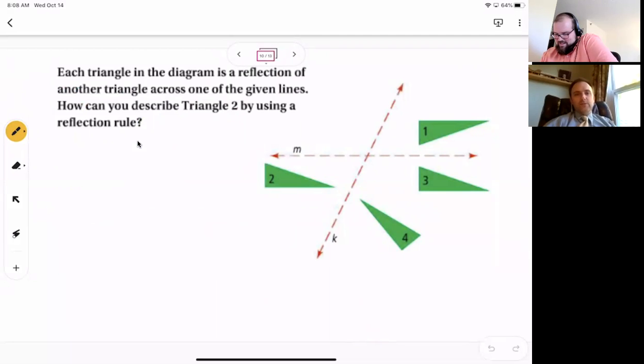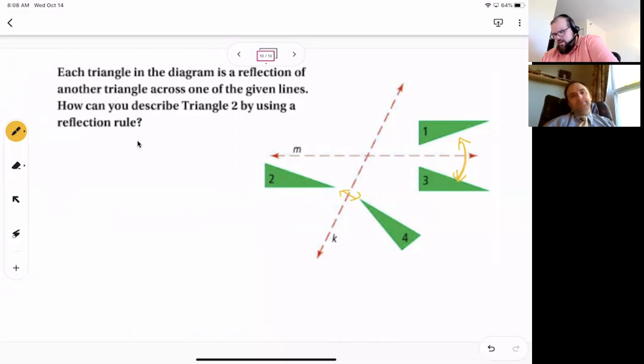Each triangle in the diagram is a reflection of another triangle across one of the given lines. How can you describe triangle 2 by using a reflection rule? All right, so this is where we have to describe what's happening based on what we see here. I noticed that it looks like 1 and 3 go together because those are sitting across this horizontal line. I keep on saying it's the x-axis, but it's the M line. So I'm going to say that 2 and 4 have to go together as well.